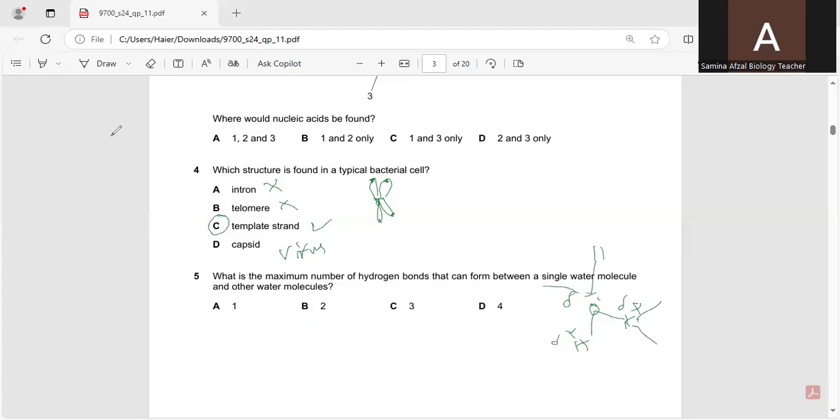In the last shell, there are 1, 2, 3, 4, 5, 6 electrons. So if two of them are combined with the other water molecules, so in this way, 1, 2, they can make 4 bonds with the other molecules. So in this way, D is the correct option.